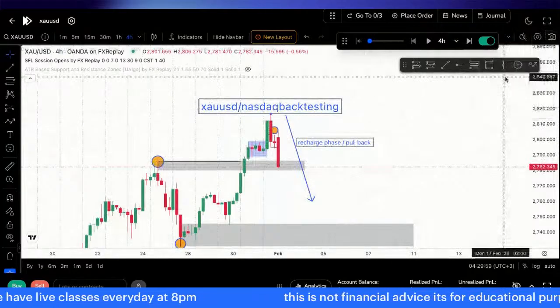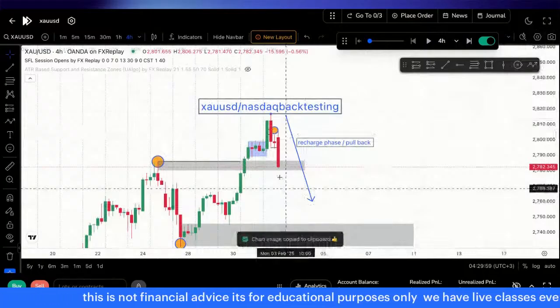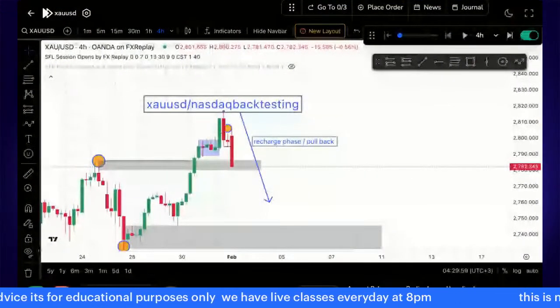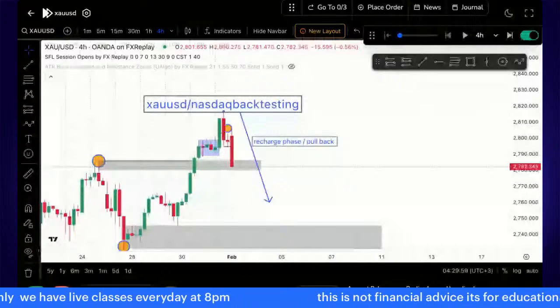Recharge phase or pullback. This is the pullback or recharge phase. I'm going to update this in the Telegram as well.